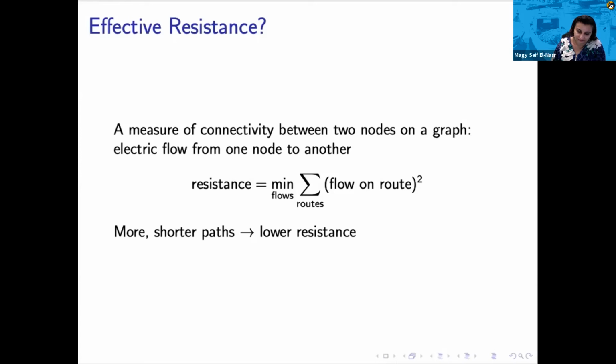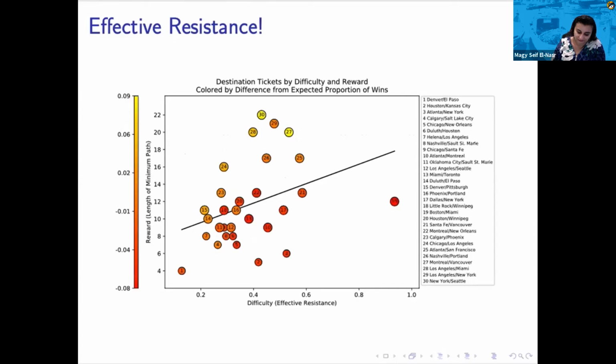Let's look at that in the context of our destination tickets. Here we have all of the destination tickets plotted by difficulty, which we measure by the effective resistance, and the reward that we get. That's the length of the minimum path between them. We also have a line of best fit, and we'll use this measure of residual, which is the difference between the actual reward and, according to the line of best fit, the reward we would expect to get for a particular route. We color all of these destination tickets by the difference from the expected proportion of wins. So the lighter the color, the lighter the yellow, the better it performs. And sure enough, number 27 is Montreal to Vancouver, and that performs very well.